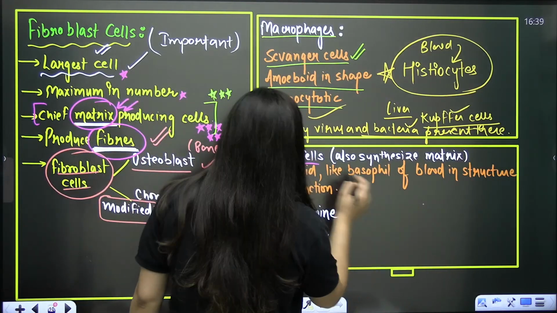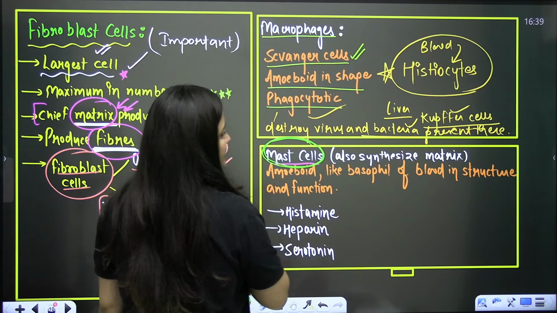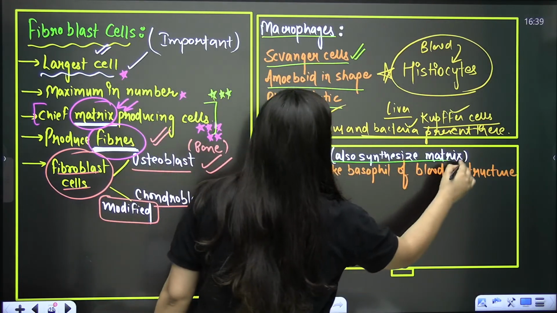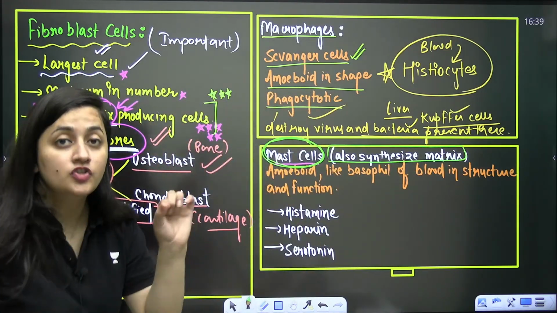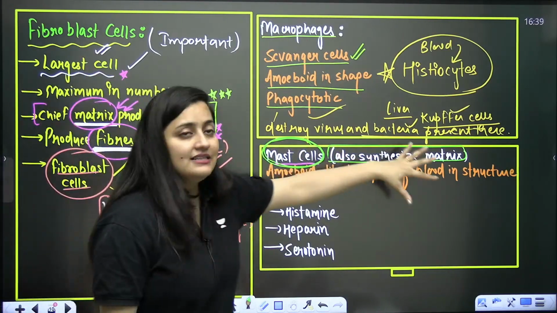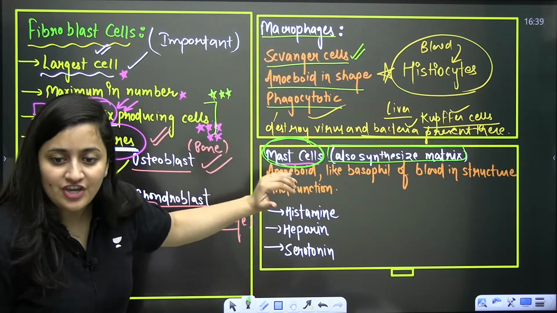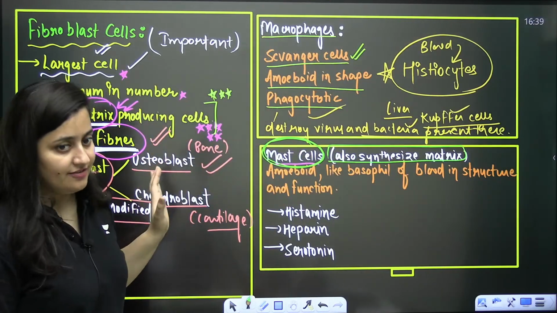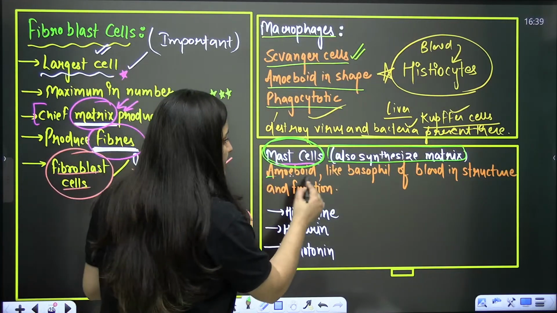Next is the mast cells. Mast cells also synthesize matrix, but the chief matrix producing cell is the fibroblast. They are also amoeboid in shape.